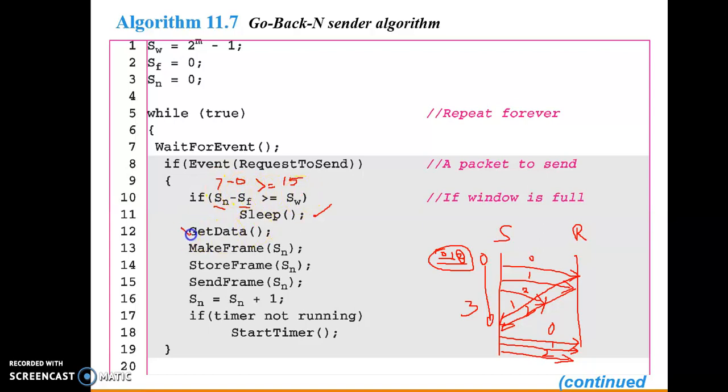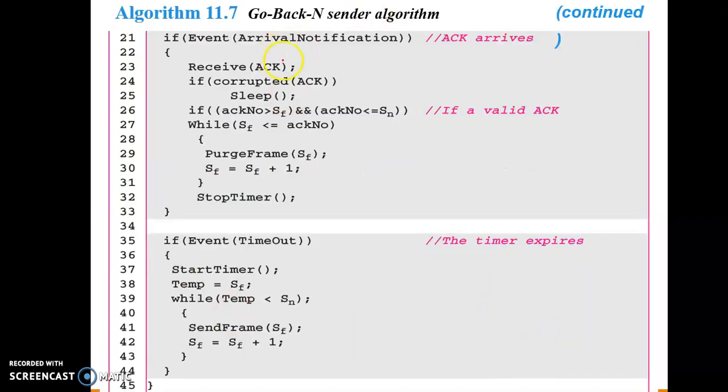So you have to get the data, make the frame, and store the frame until you receive the acknowledgement. You have to send the frame. After sending the frame, SN is incremented: SN equals SN plus 1, and the timer is started again. We have to check the condition whether it reaches the maximum size of the window or not. If not, you can get the data, make a frame, store the frame, send the frame, and start the timer. Then once you receive the acknowledgement, if it is corrupted, put it to sleep.